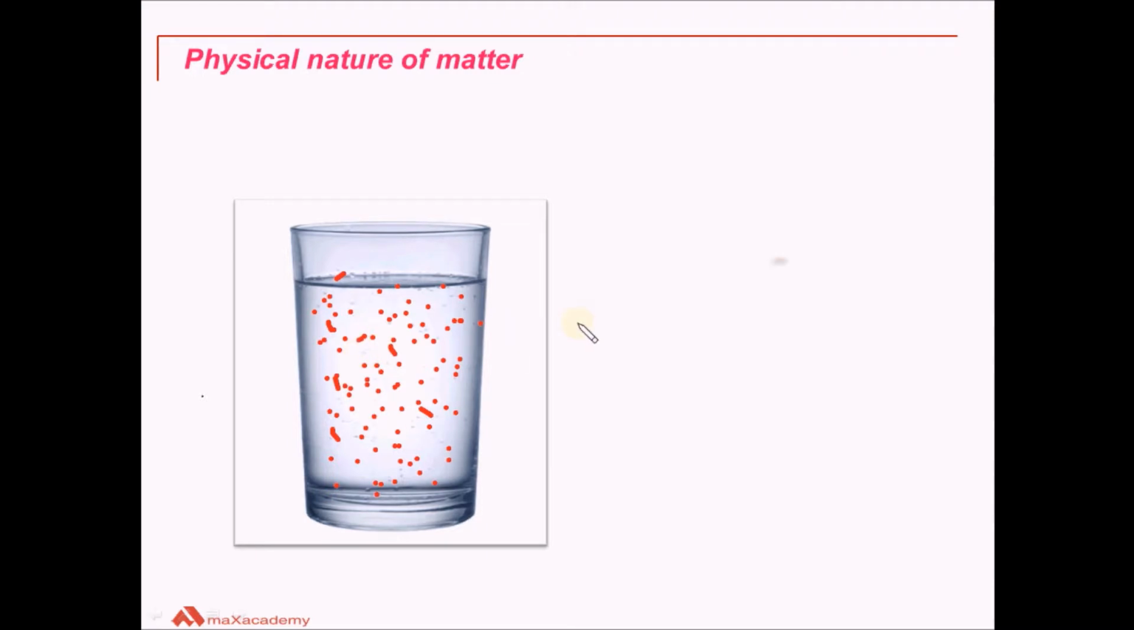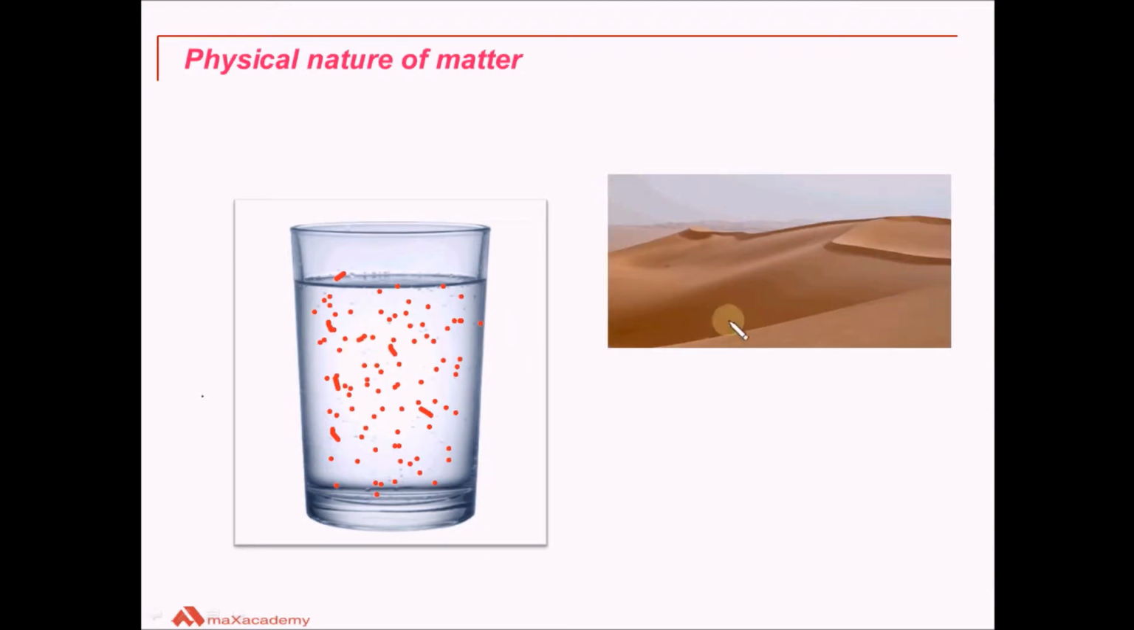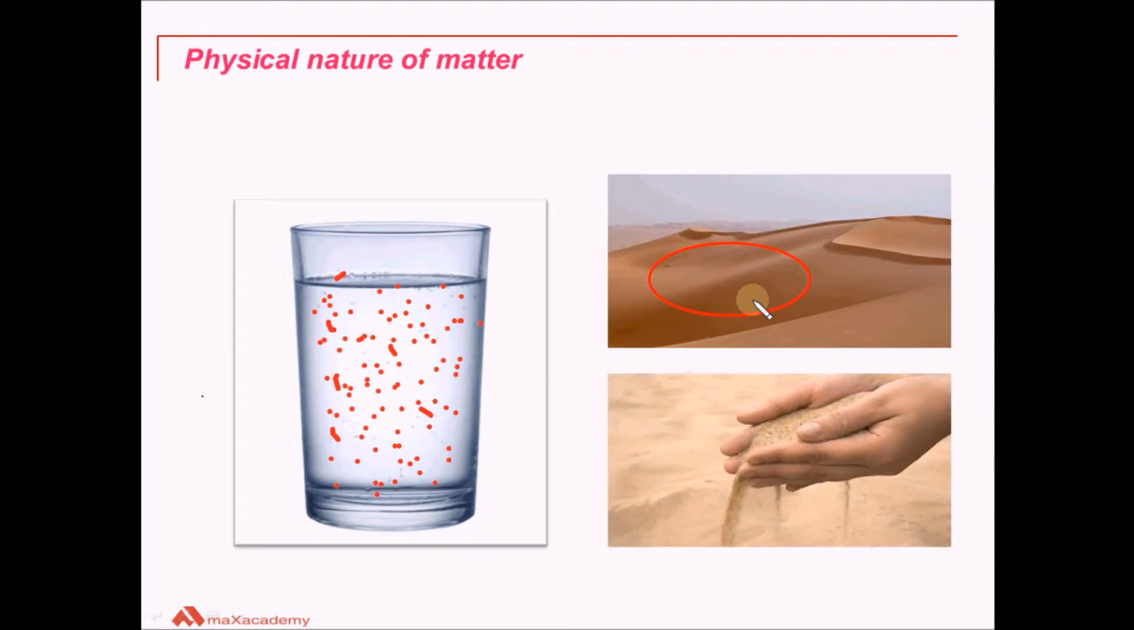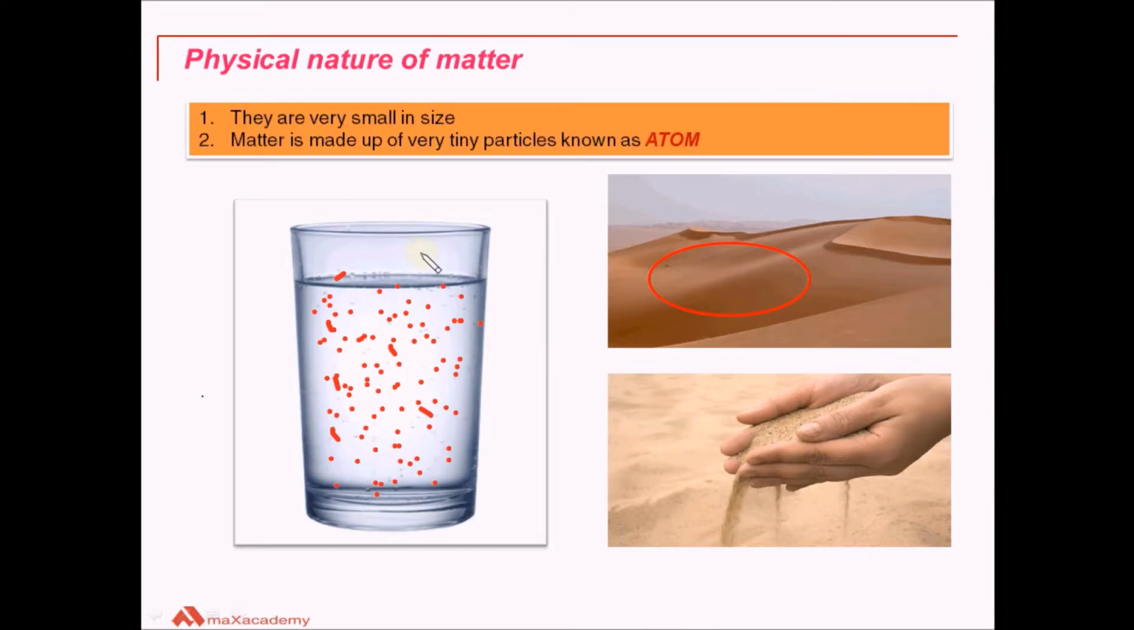Now let us take one more example, sand. When you look at a desert from a distance, you find it to be plain land. But when you go near and pick up a handful of sand, you find that it consists of many small particles of sand. These are not that small, so we are able to see them. But those single particles also consist of much smaller particles. So from here we come to know the physical nature of matter: it is very small in size and is made up of very tiny particles known as atoms.